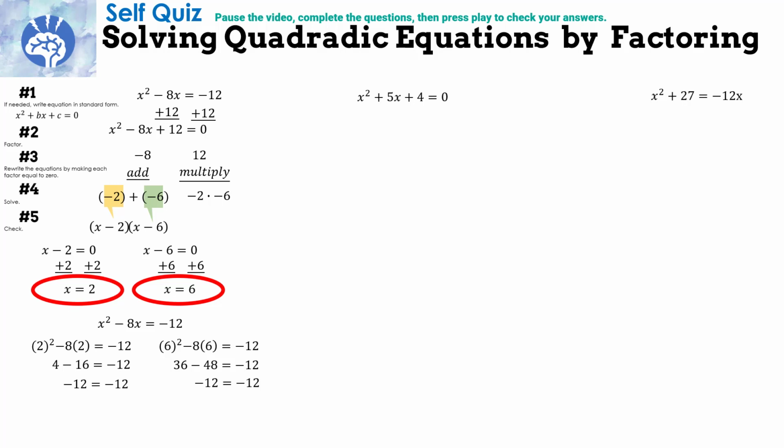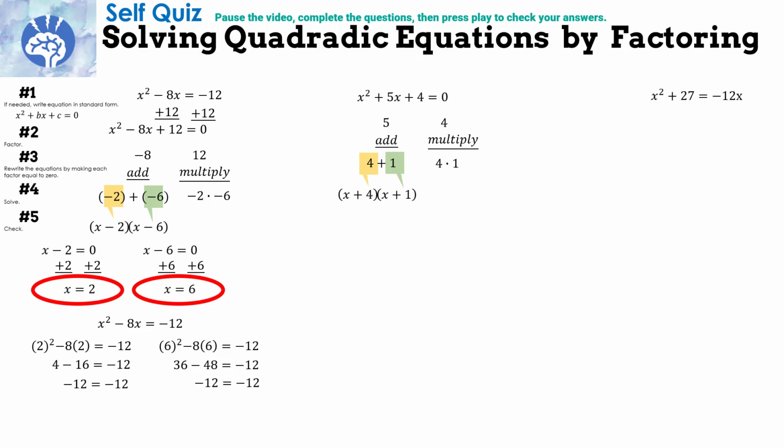x squared plus 5x plus 4 equals 0. Well, it's already in our standard form, so we're done with step number 1. Now we have to factor. That means we have to think of two numbers that multiply to 4 that also add to 5. Well, 4 times 1 is 4, and 4 plus 1 is 5. Yay! We found the magic numbers. So all we have to do is rewrite it as x plus 4 times x plus 1.